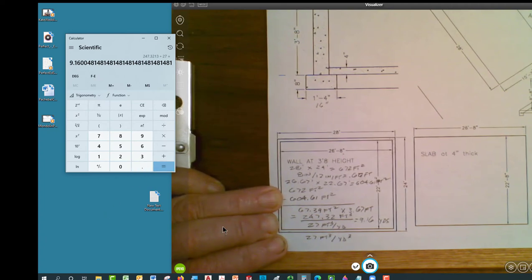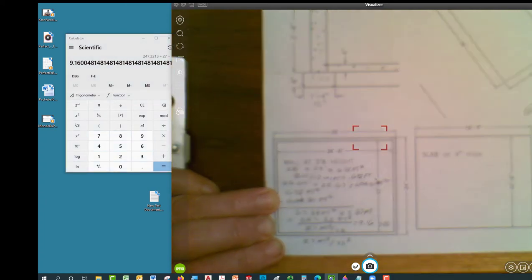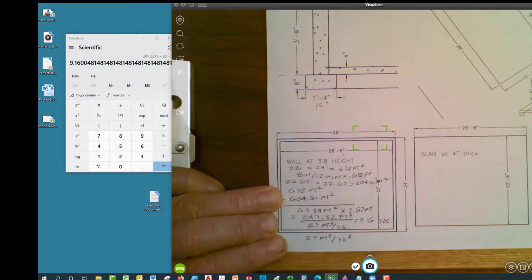I think I might need to focus this again. Try that. Refocus it. Looks a little better.